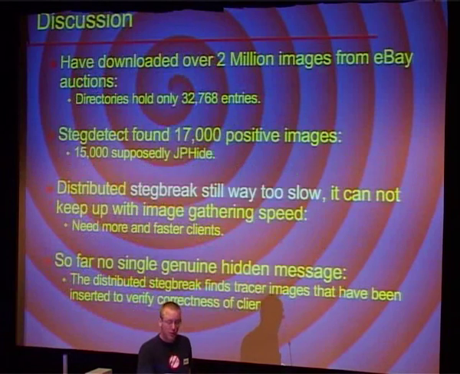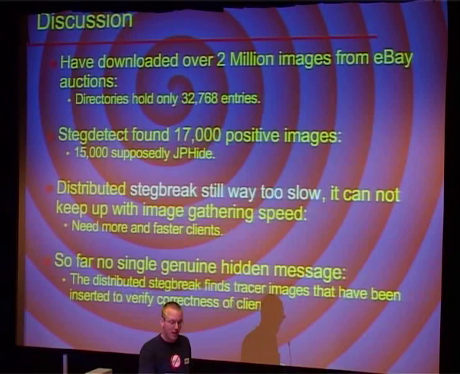So far I've downloaded 2 million images from eBay. I immediately found problems with the crawler, with directories that contain more than 30,768 entries. And I found about 17,000 positive images, 15,000 of these JPEG. Well, even with my distributed framework, stack break is still very slow. So it can't keep up with all the images that I find. And so I need more and faster clients to deal with that issue.